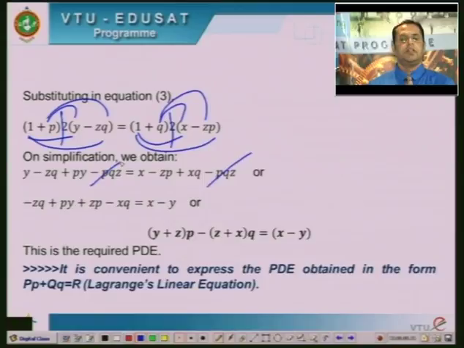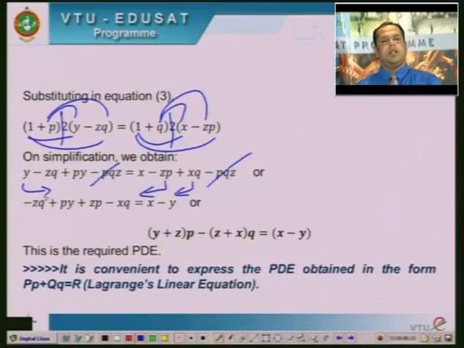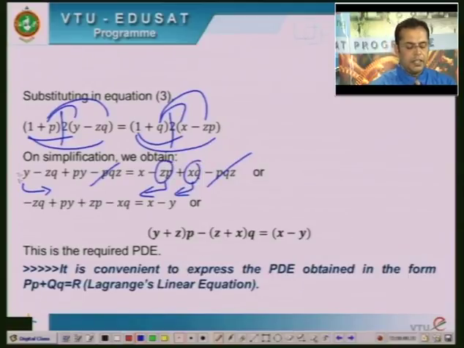Cancel the pqz terms, and as we did in the previous type, take all p and q terms to LHS, and terms not having p and q bring to RHS. So, you get minus zq plus py, minus zp becomes plus zp, then plus xq goes to LHS as minus xq, equal to x, which is already present, and this term comes to RHS as minus y.